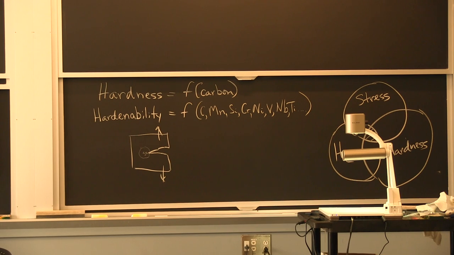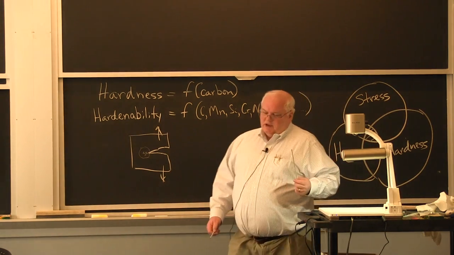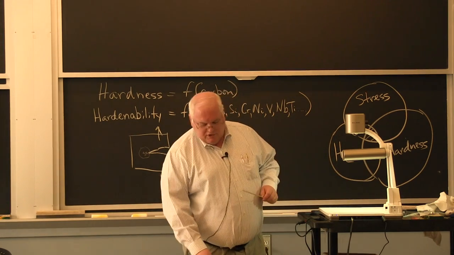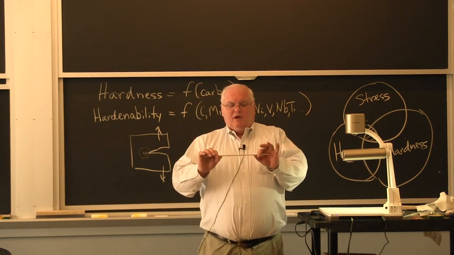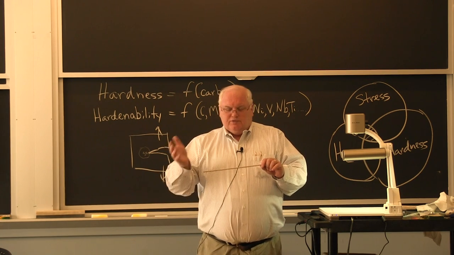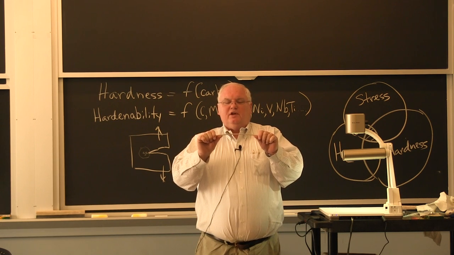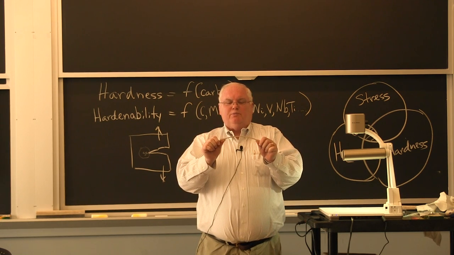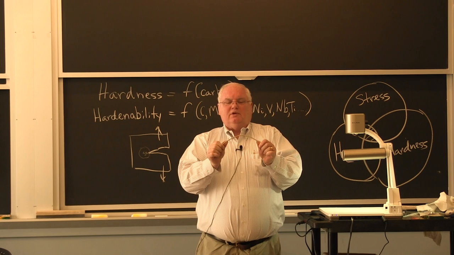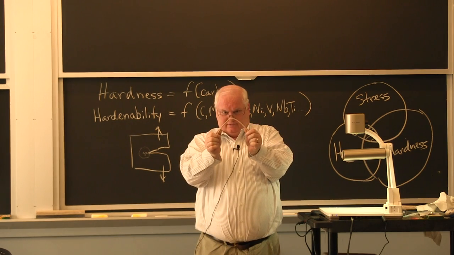The 6011s, the 60 means 60 KSI strength. The 11 is the type of coating and the type of polarity, AC, DC positive or DC negative from your power source. And this is a cellulosic coating, and I should be able to bend it about 90, well, not quite 90 degrees before it starts to flake off.